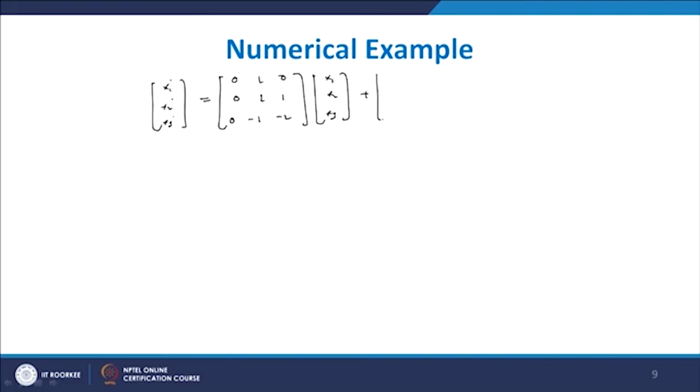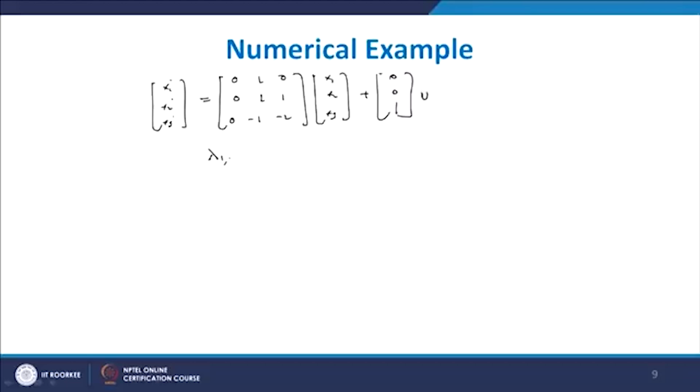So here the original system has x1 dot, x2 dot, x3 dot equal to the matrix 0 1 0, 0 0 1, 1 0 minus 1 minus 2 times x1 x2 x3, plus the input matrix 0 0 1. So this is the same plant. Here there is no need for any output equations.